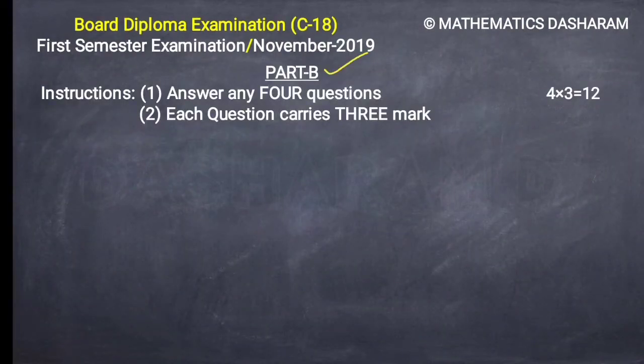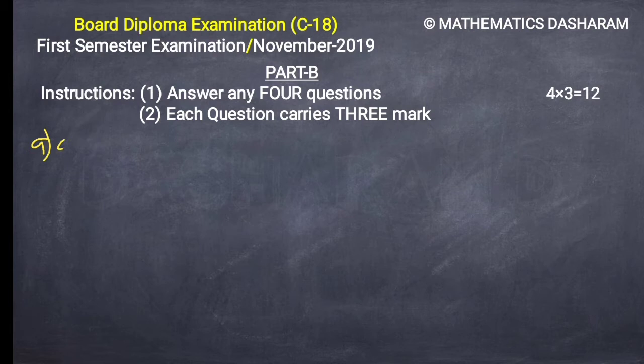Next, part B, answer any 4 questions. Each question carries 3 marks, so 4 3s are 12 marks. In this part B, we have an internal choice, like in 10th class how we have internal choice questions. Here also internal choice questions.